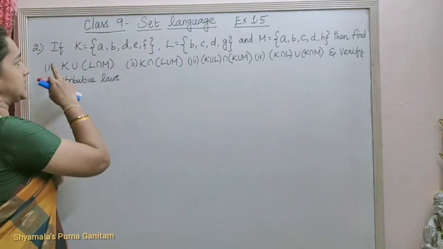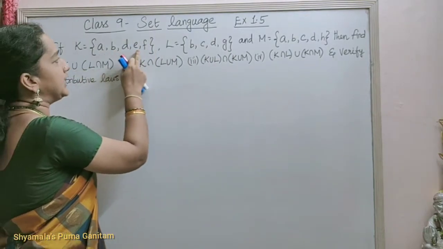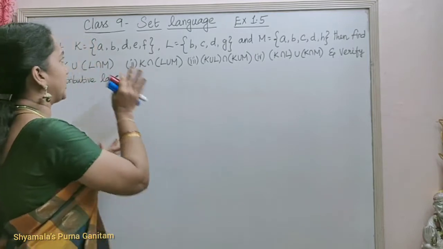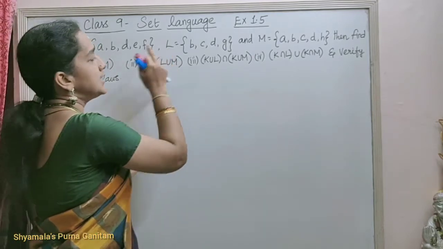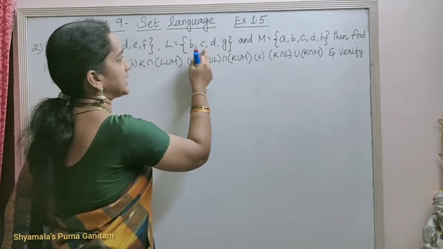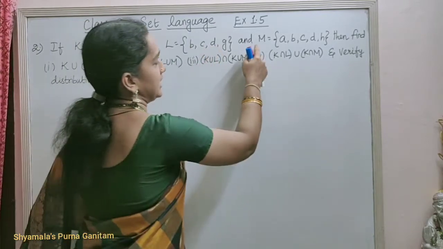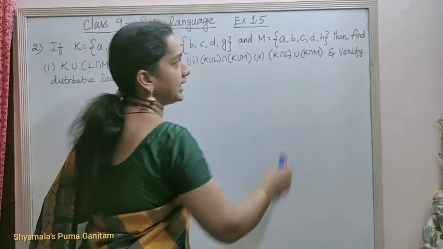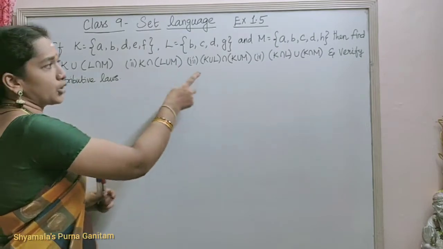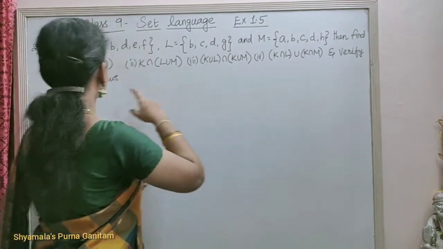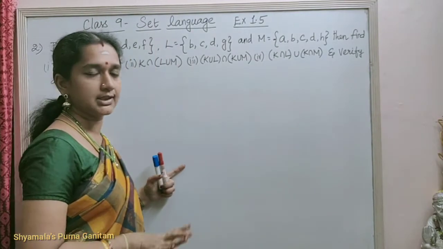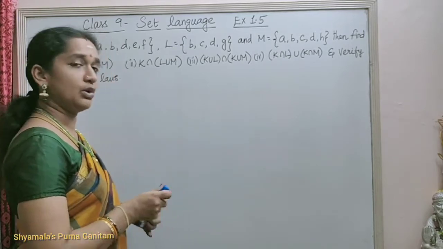The second sum is: if K is equal to {A, B, D, E, F}, okay, the set of elements in K is given. Similarly, the set of elements in L are B, C, D and G. Then M is equal to {A, B, C, D, H}. Then find four questions are given, and one more thing is to verify the distributive laws. These are the things we are asked to find out.